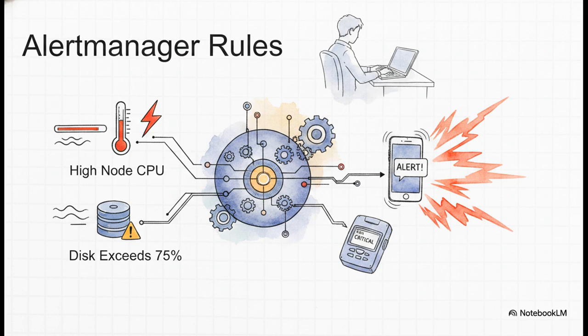Alert Manager catches that system degradation and notifies you way before your users ever notice an outage, though ideally it doesn't page you at 3 a.m. on a Sunday unless it's truly a critical emergency.